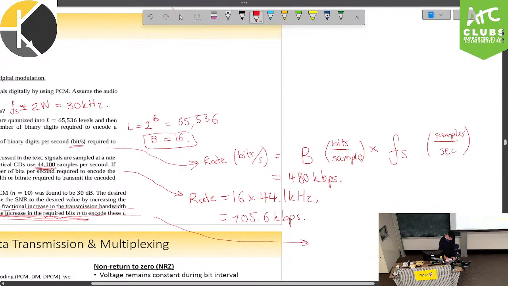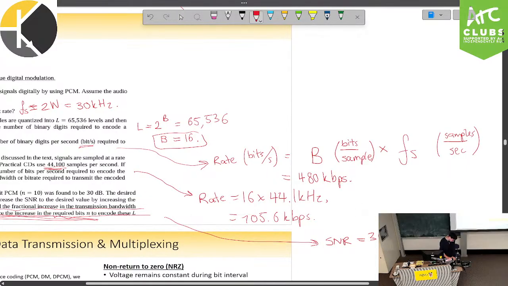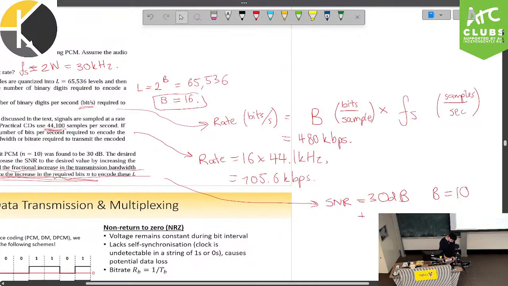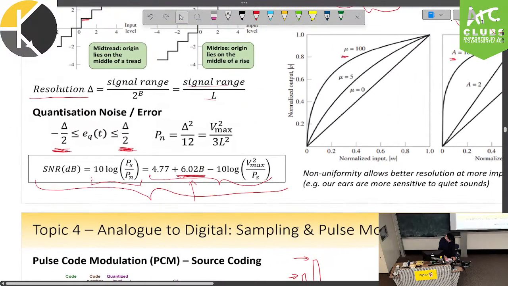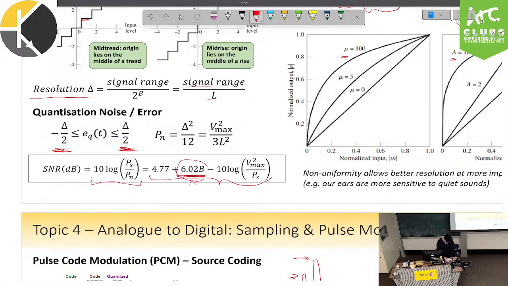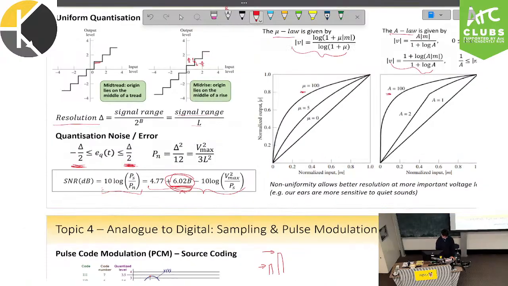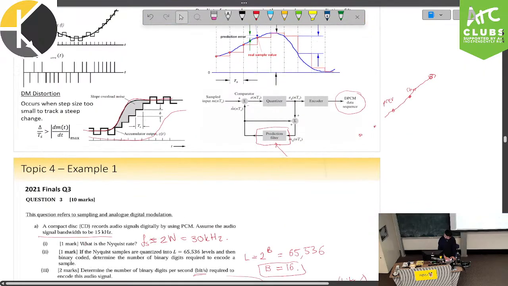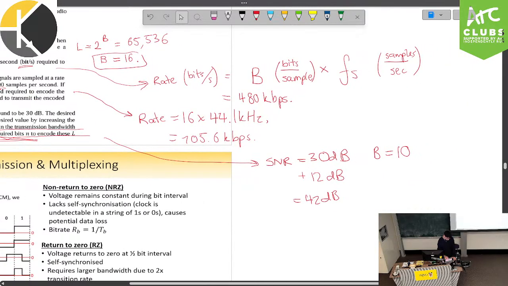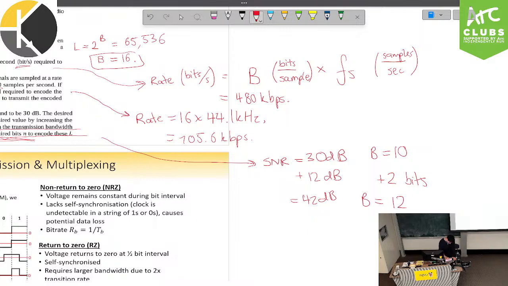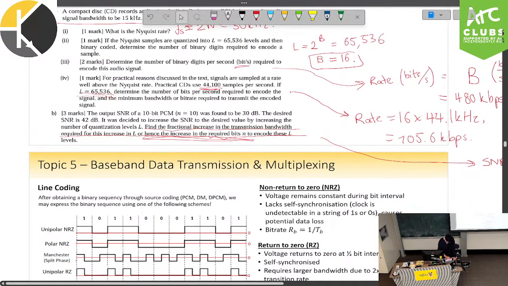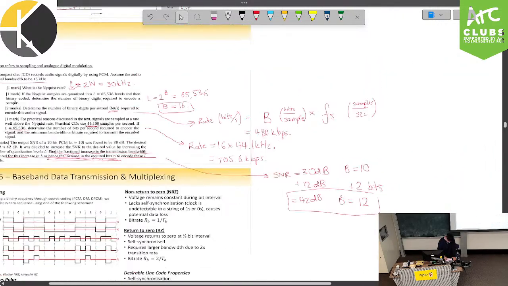So right now, at an SNR of 30 decibels, we have a 10-bit PCM, which means our number of bits will be 10. If we want to increase it to 42, we need to add 12 decibels. I can simply look at this formula here for SNR with respect to quantization error, and we see that for every bit that we have, we're adding 6.02 decibels, which is roughly 6. So if I add 2 bits, then I will be increasing the SNR by 12.04, which is basically 42. So you want to add 2 bits, which gives us this value here of 12 bits total. Alright, so then, yep, happy with that.